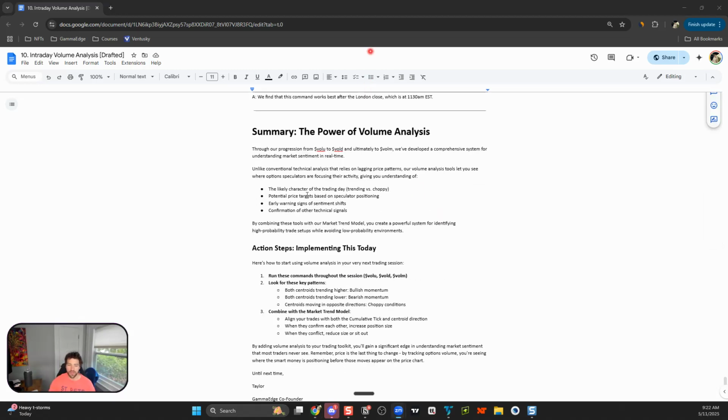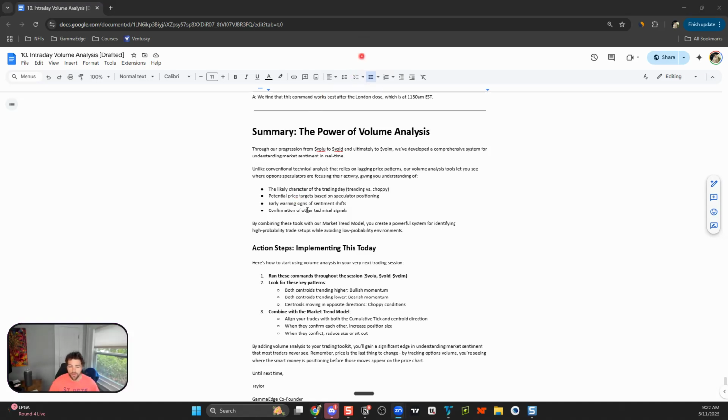So now, summing up the lesson for today: throughout the progression of Vol U, Vol D, and ultimately Vol M, we've developed a comprehensive system for understanding market sentiment in real time. Unlike conventional technical analysis that relies on lagging price patterns, our intraday volume tools let you see where option speculators are focusing their activity, giving you an understanding of the likely character of price action between choppy and trending, potential price targets based on speculator positioning, and early warning signs of sentiment shift.